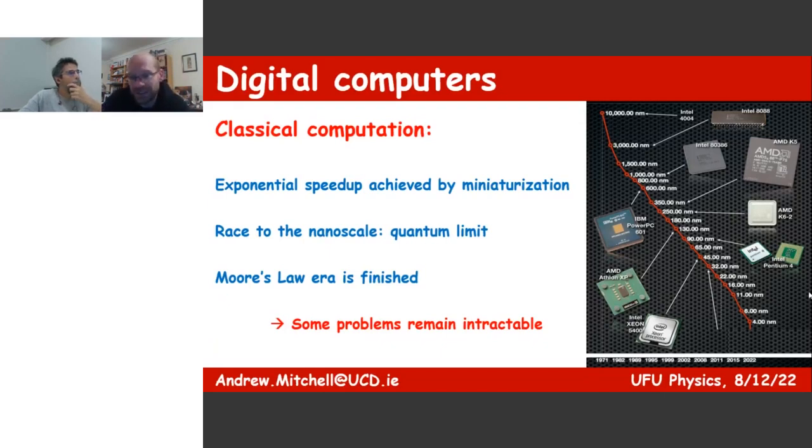So obviously computing power has increased exponentially, although that's now at an end. Some problems, of course, remain intractable. Those kinds of problems are ones where you have an exponential scaling, and they're not going to be solved by classical computers. And one idea, given that we've now developed this capacity to go down onto the nanoscale, is to exploit quantum properties to solve quantum problems.